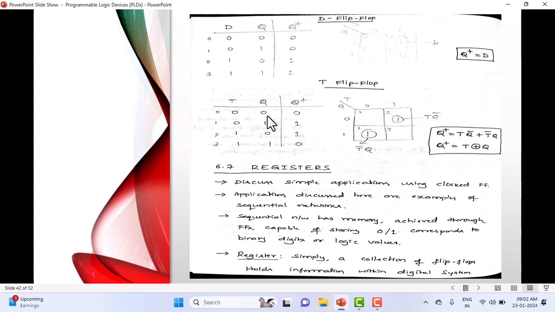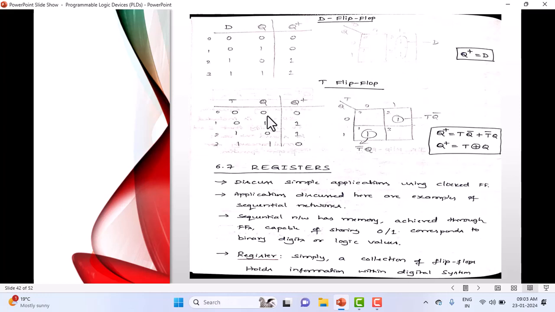We have not discussed more details of this T flip-flop, but here to write the characteristic equation, I'm using the truth table of the T flip-flop. Look here, T input is 0, present state is 0. According to the truth table, what will happen? If 0 input is applied, no change, right? No change means 0 should continue with 0 only. And for 0 input, when 1 is the present state, 1 will continue. The next state will be equal to 1 only.